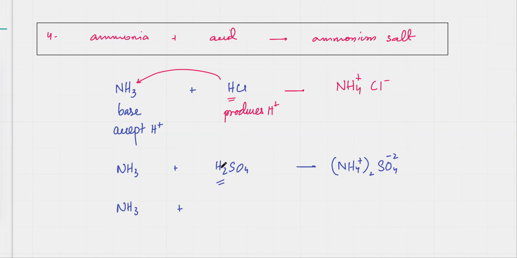Ammonia with phosphoric acid, same thing. Get rid of the H and you'll have PO4, which is -3. So it's going to be NH4 3 and PO4, right? Is this clear?